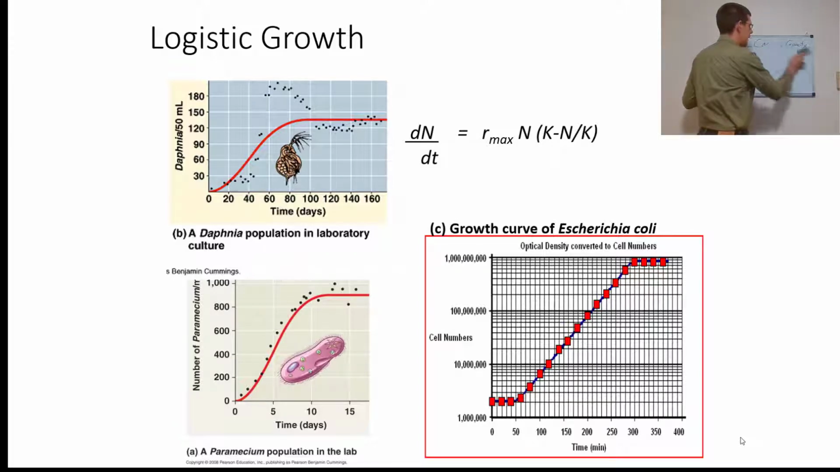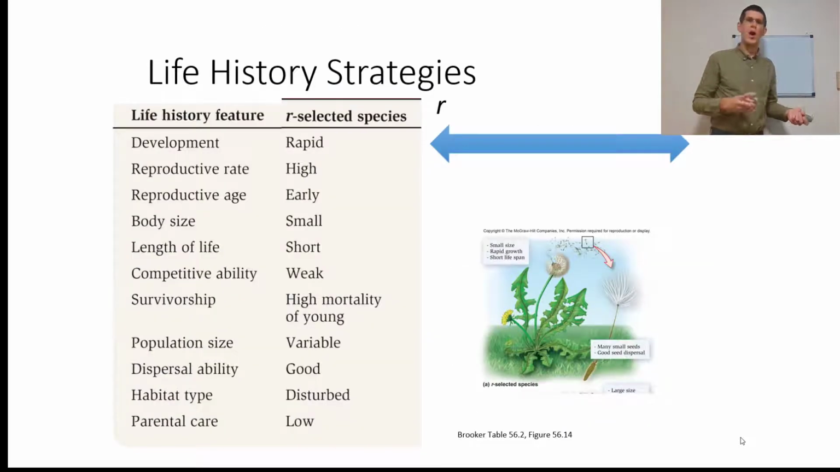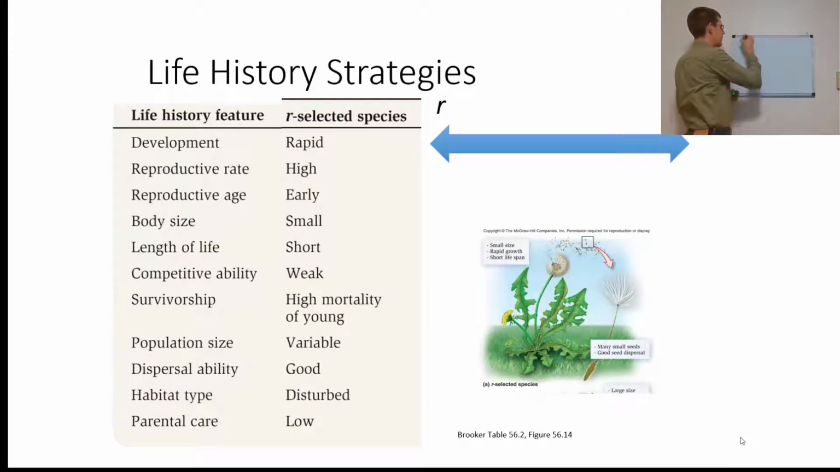So that's in population time. What about in evolutionary time? How do organisms best get their life histories and life strategies to optimize their use of resources and their fitness? One way is having an R-based life strategy.